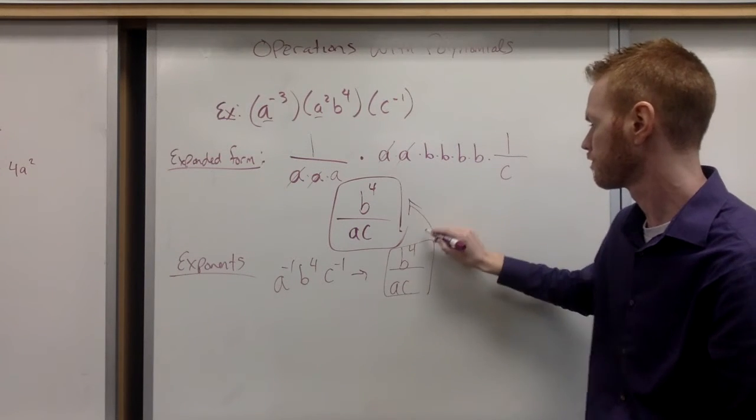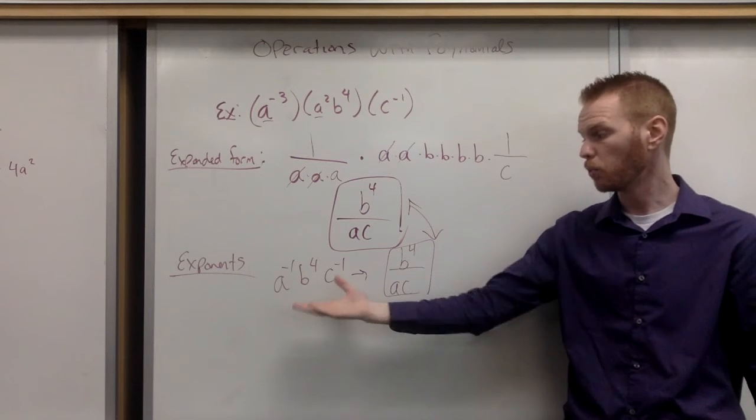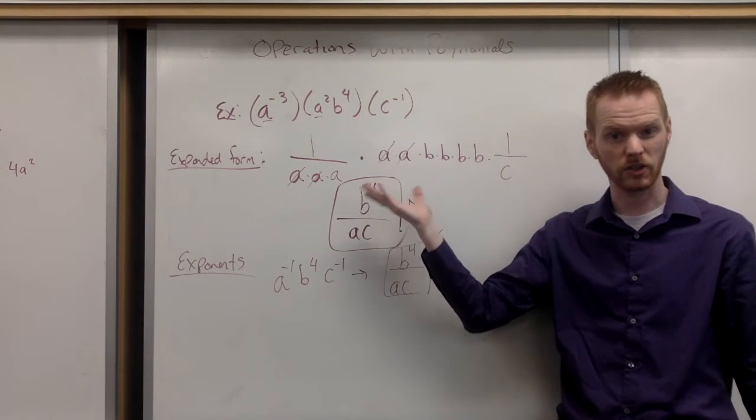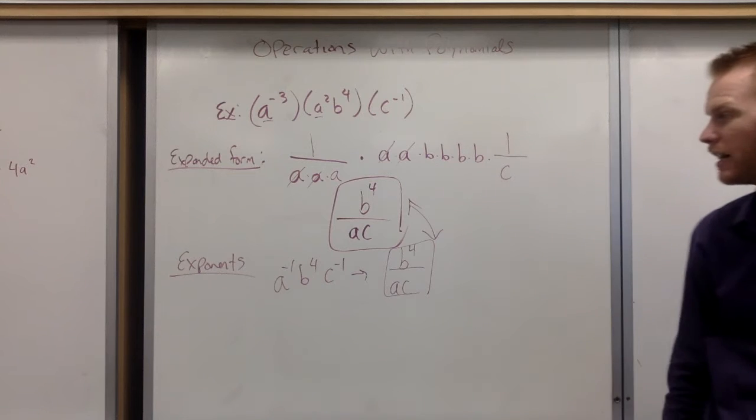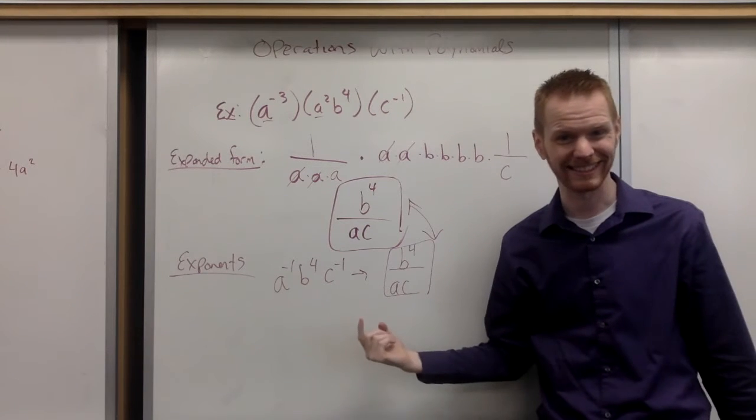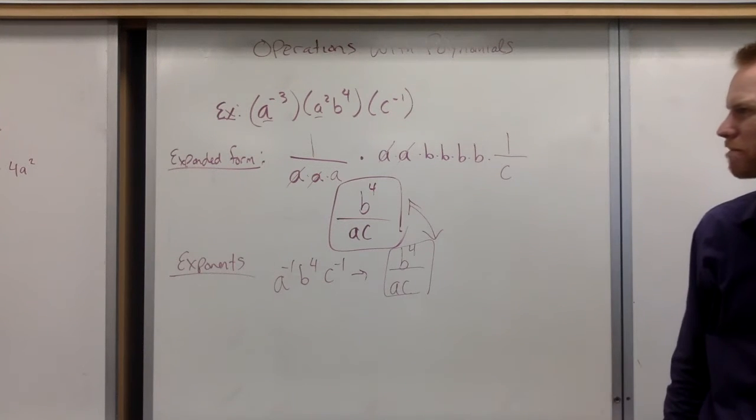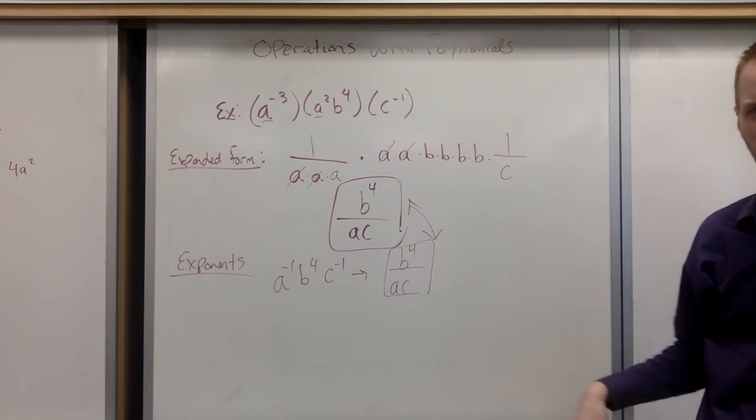c. Okay, I get the same answer, one using the rules of exponents, one where I just expand it and cancel some stuff out. You can probably see which one's more efficient, huh? Okay. All right, first example. Not too bad, right?